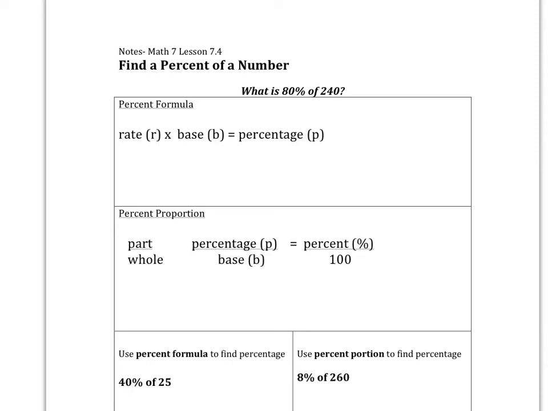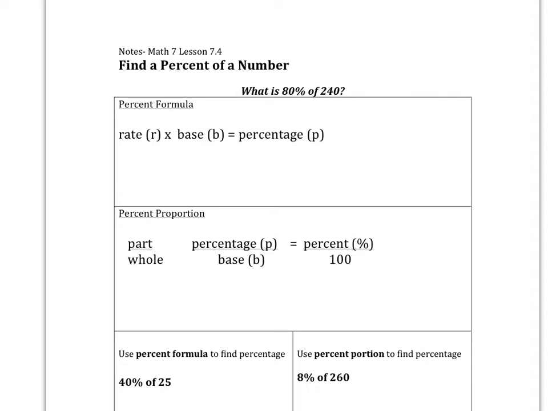Math 7, lesson 7.4, find a percent of a number. When we find a percent of a number, that's actually one of the most common things that we can calculate using percents. We use it all the time. We use it for tax and tip and buying things. It's actually pretty common to use finding a percent of a number.